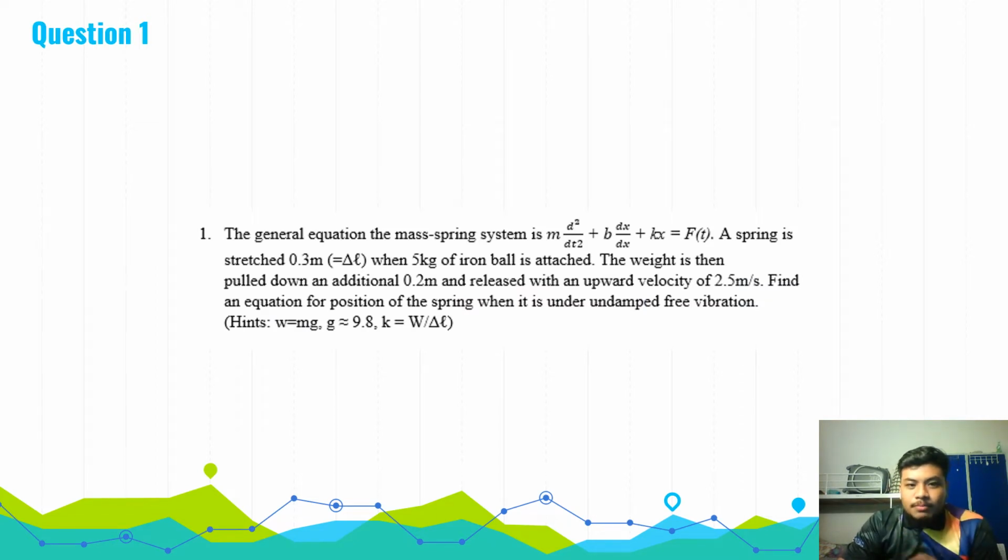the general equation of the mass spring system is m d squared x over dt squared plus b dx over dt plus kx equals F. And a spring is stretched 0.3 m when a 5 kg iron ball is attached. The weight is then pulled down an additional 0.2 m and released with an upward velocity of 2.5 meters per second. From this question, you want to find the equation for the position of the spring when it is under undamped free vibration. So when under undamped free vibration, we know that b is equal to 0 and F is equal to 0.